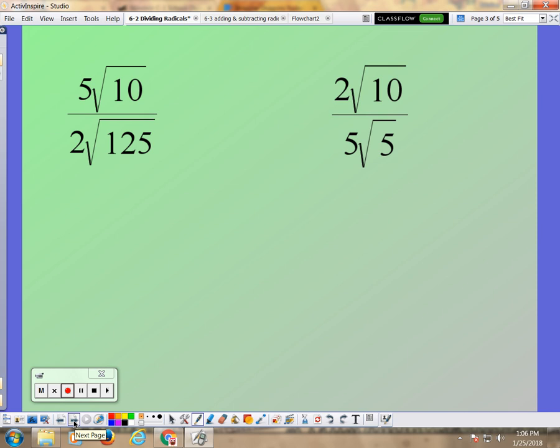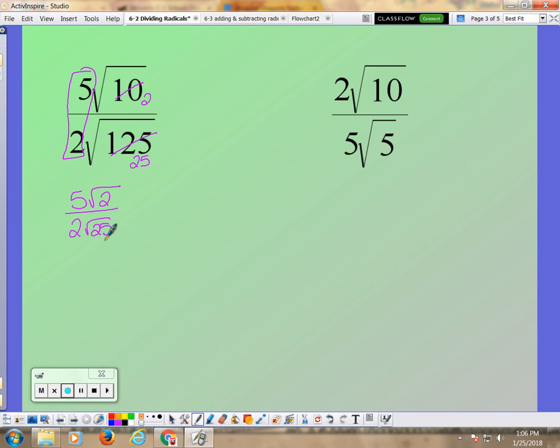On our next problem, if your numbers out in front, those coefficients of your radicals, can be reduced, you would reduce those because outsides to outsides, insides to insides. But the 5 and the 2 don't reduce, so we're going to ignore them for the moment. And I recognize that 10 is divisible by 5 and 125 is divisible by 5. So what I end up with is 5 square root of 2 over 2 square root of 25.